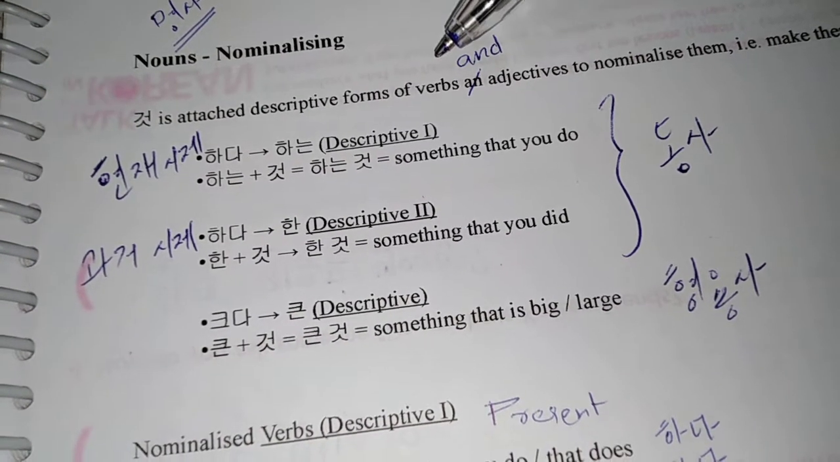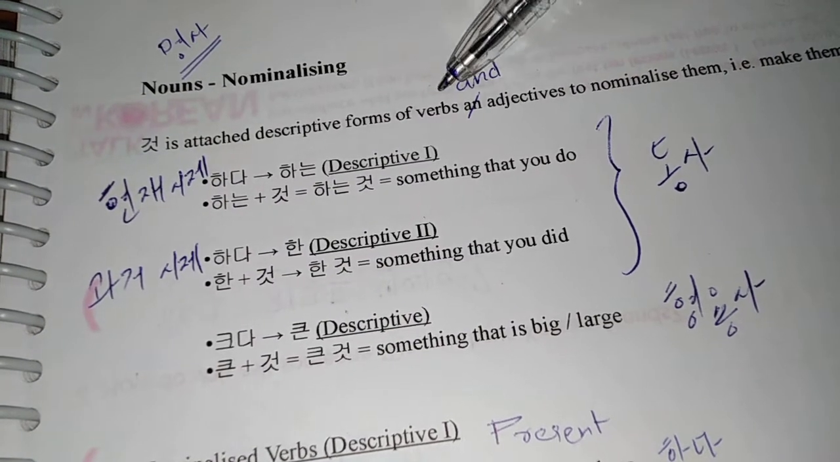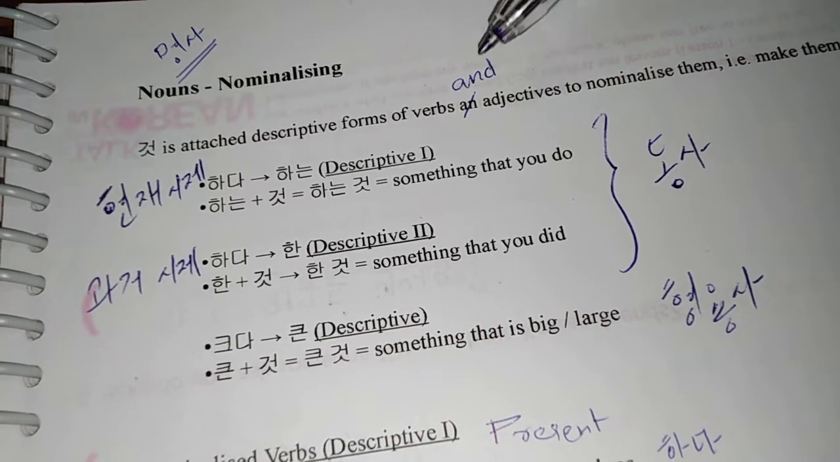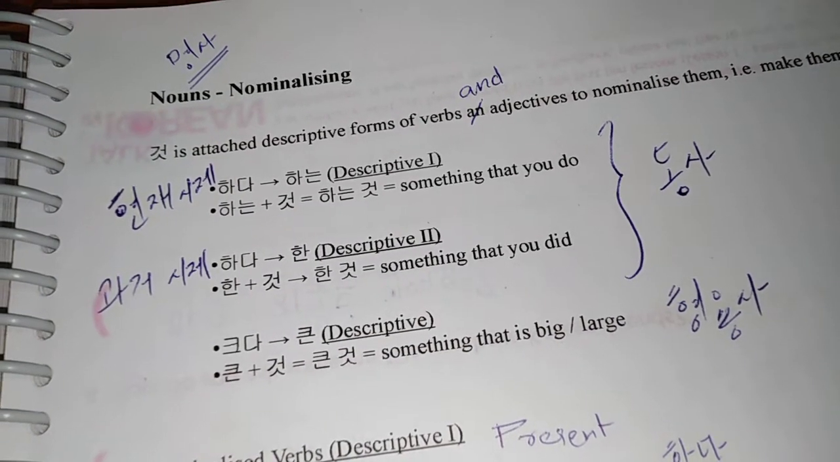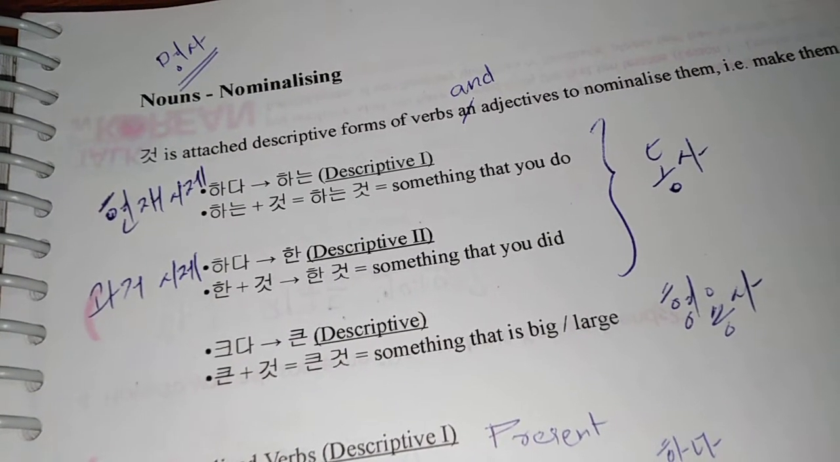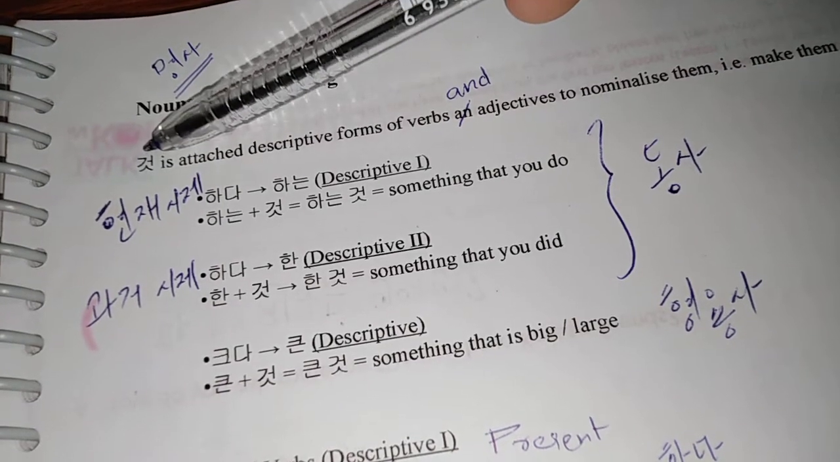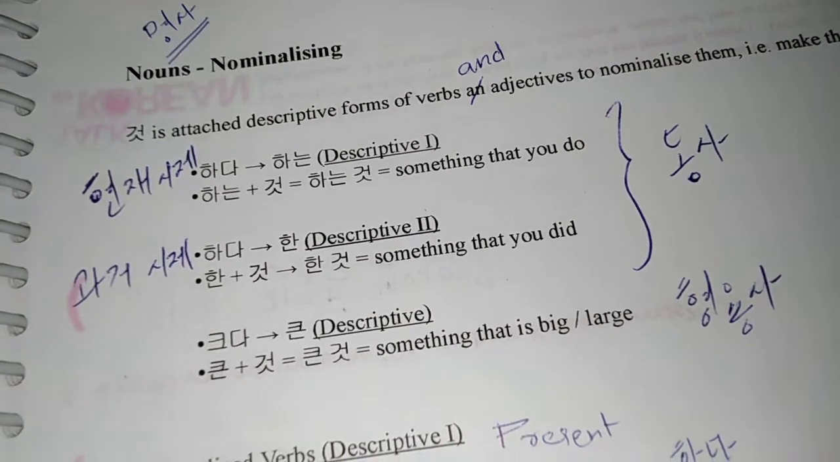Usually you would take the descriptive forms of the verbs or adjectives. Verbs are 동사 and adjectives are 형용사. I'll tell you how to make the descriptive forms of each of them. So you take the descriptive forms of that and add 것 to that. That's how you normalize them.